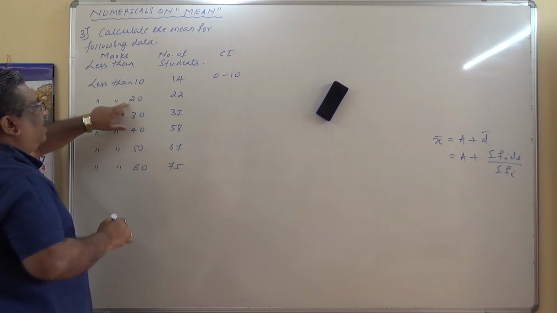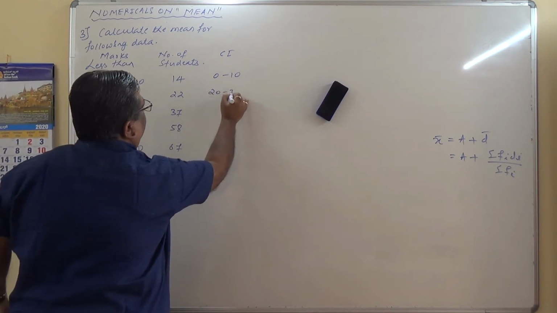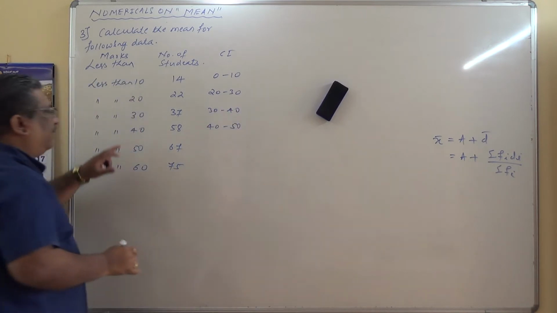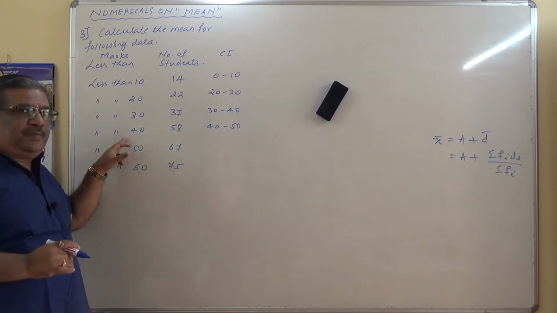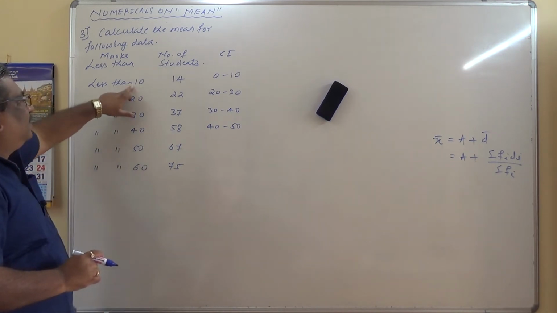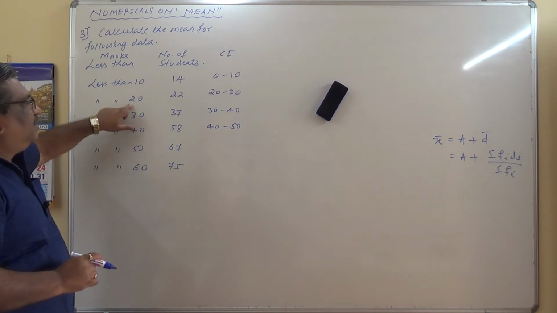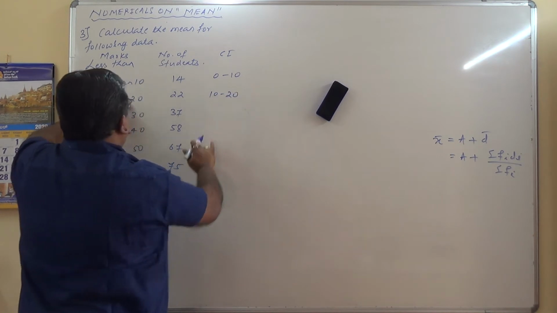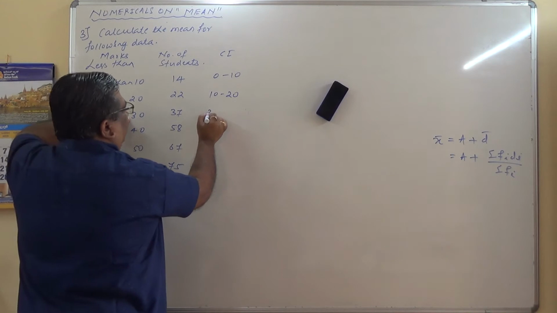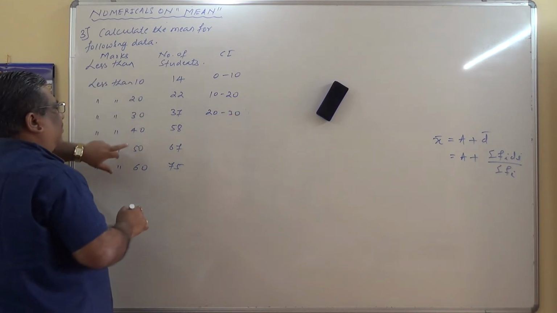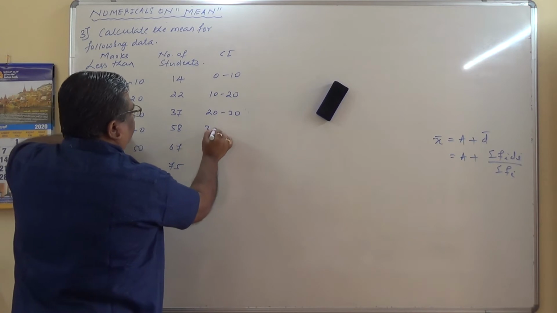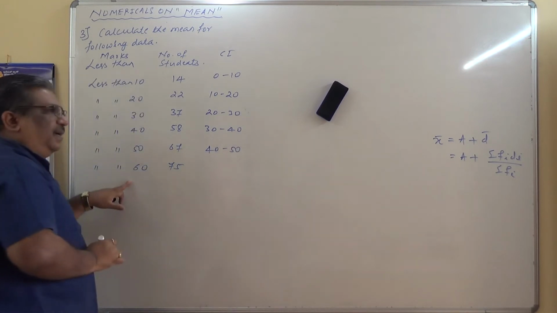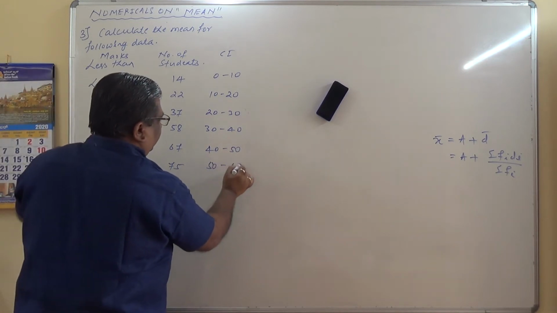Then comes 10 to 20, 20 to 30, then 30 to 40, 40 to 50. I hope you are able to understand how I am obtaining all of these. First one is 0 to 10, and 20 minus 10 is 10, so 10 to 20. Then 30 minus 10 is 20, so 20 to 30, and 40 minus 10 is 30, so 30 to 40. 50 minus 10 is 40, so 40 to 50. 60 minus 10 is 50, so 50 to 60, isn't it?